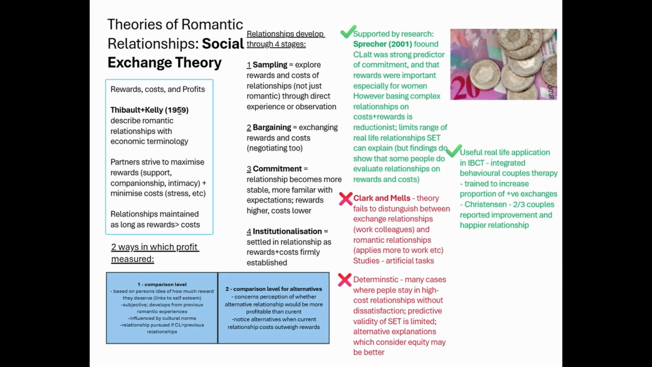Thibaut and Kelley in 1959 described romantic relationships with economic terminology. As mentioned, the partners are striving to maximize rewards and minimize costs. Relationships are maintained as long as rewards are greater than costs, and there are two ways in which profit is measured. The first one is a comparison level.